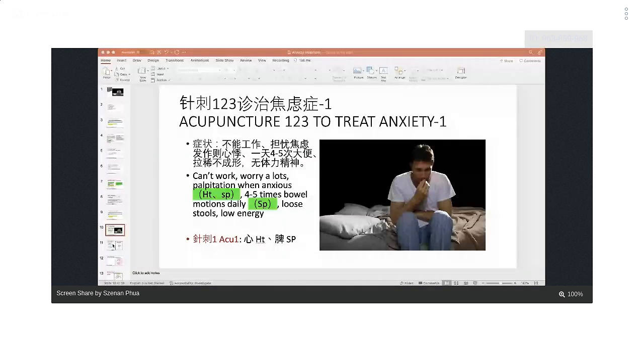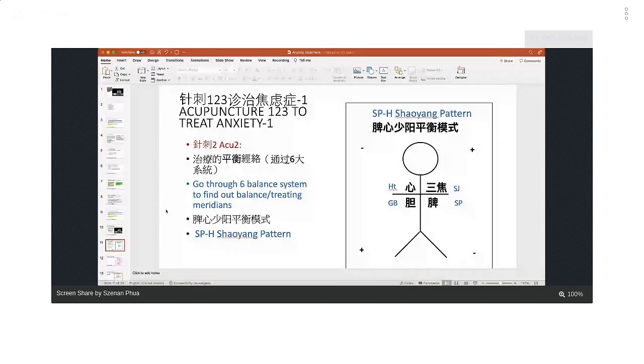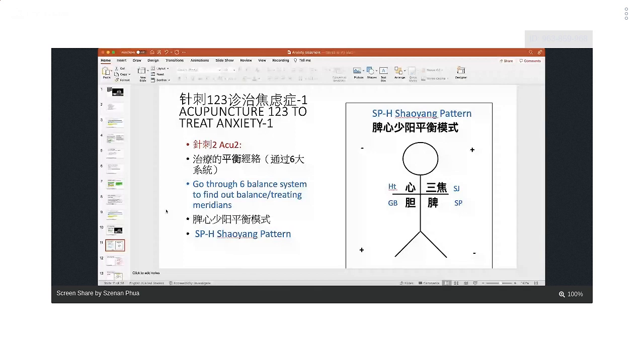Right, next chapter. Now this is acupuncture 2. Acupuncture 2 is finding the treating meridian. So we go through the 6 balance system to find the balance, or the treating meridian. And the treating meridian, a balanced meridian, directly treats the organs. So we know the sick meridians are heart and spleen. So we choose one pattern that includes heart and spleen, which we call the spleen heart shao yang pattern.